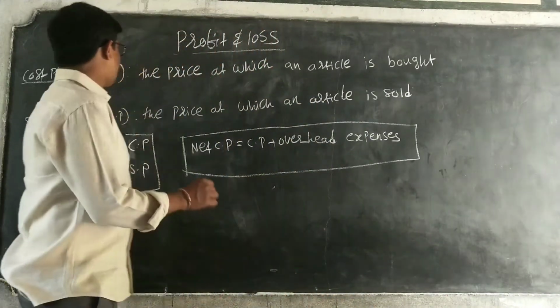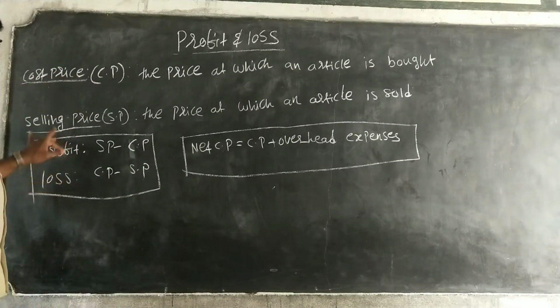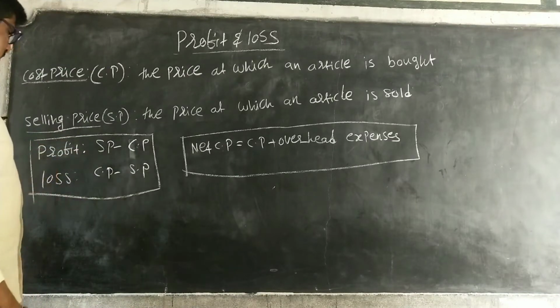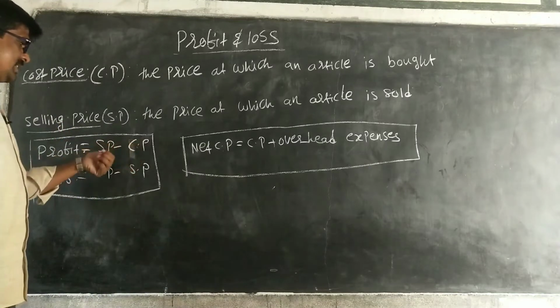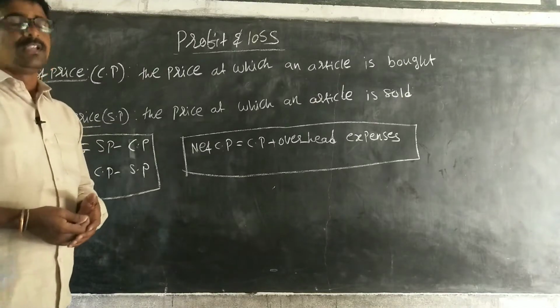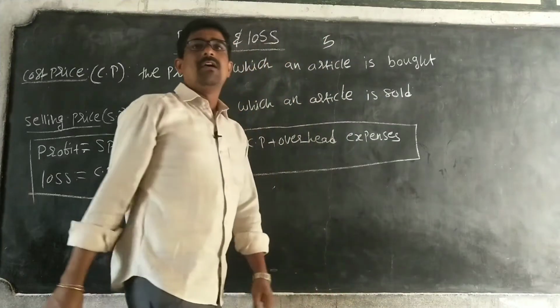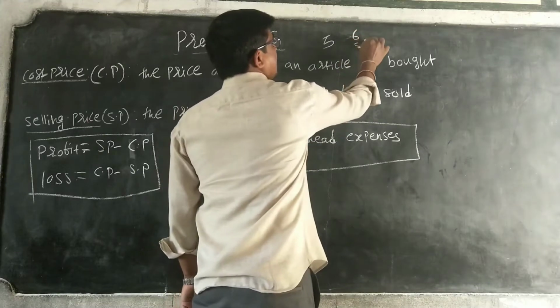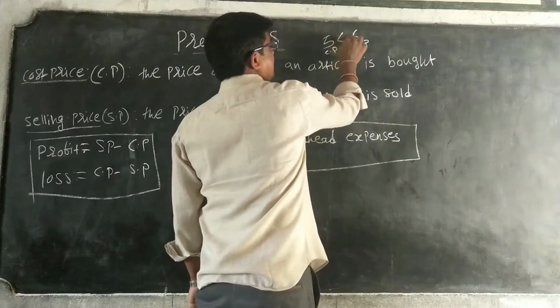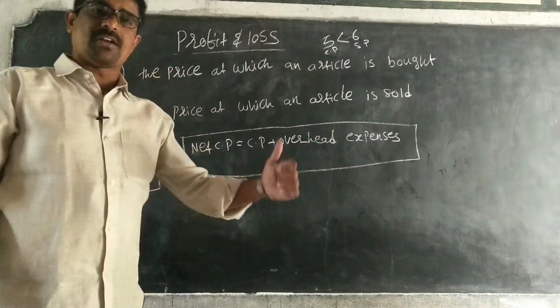For our convenience, cost price we show as CP, and selling price we show as SP. So what is profit, what is loss? For example, when the cost price is smaller than the selling price, we get profit. A shopkeeper buys a pencil for 5 rupees and sells it for 6 rupees. So the selling price is greater than the cost price, and automatically he is getting profit.